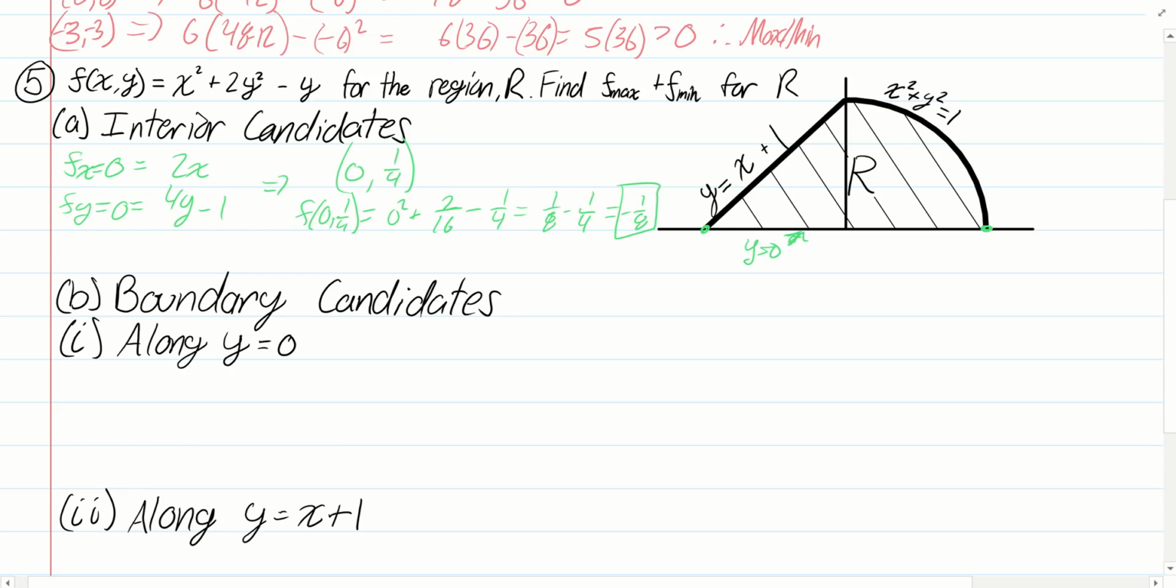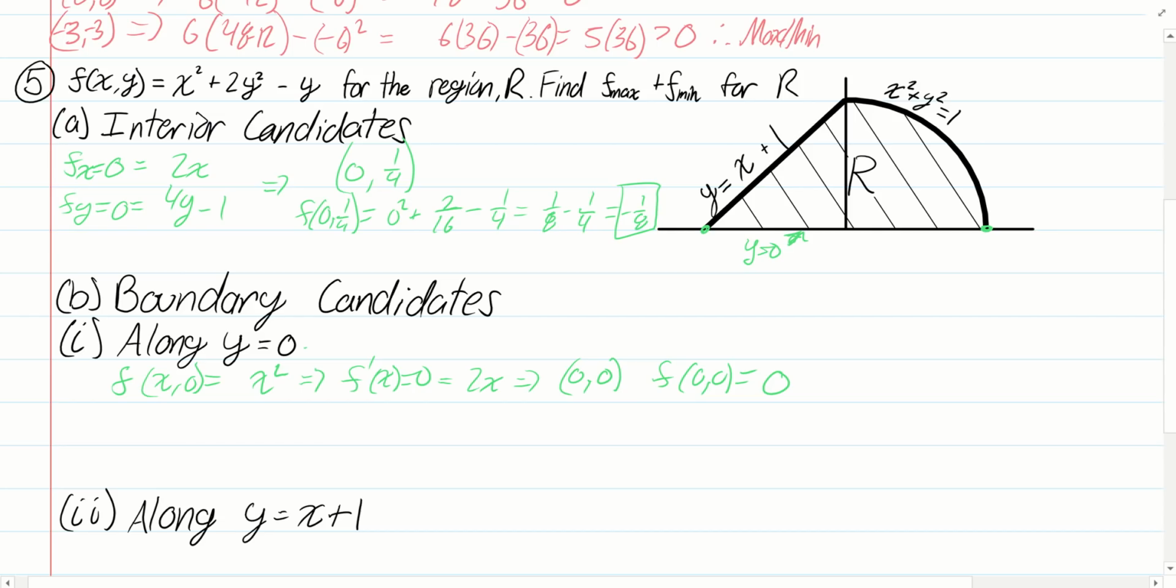So now we just do f of x comma 0, which then just equals x squared, which then implies f prime of x equals 0 is 2x, which then implies the point 0 comma 0. We found where f prime equals 0 for the function of just x, and then we plug in y equals 0 as well, so it's 0, 0, and then f of 0, 0 equals 0.